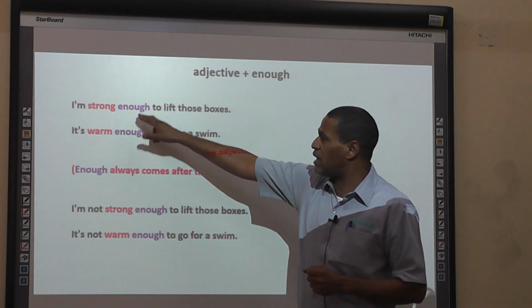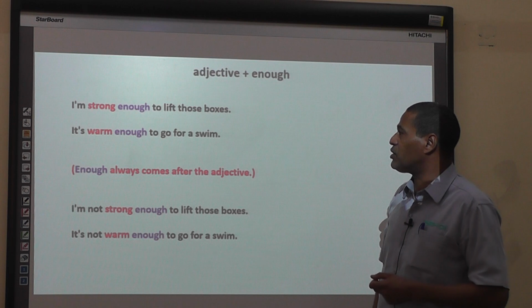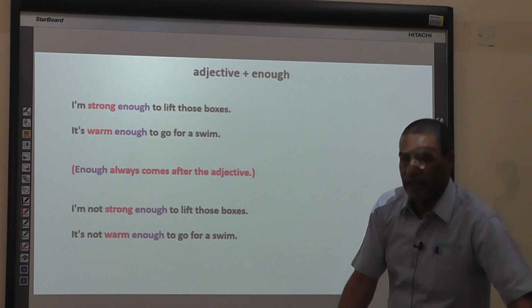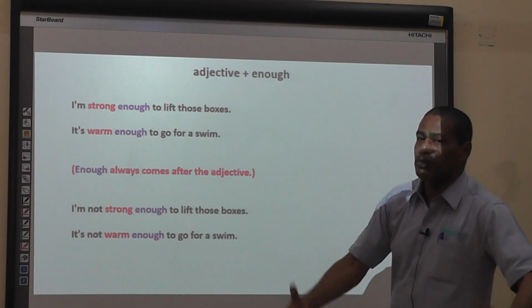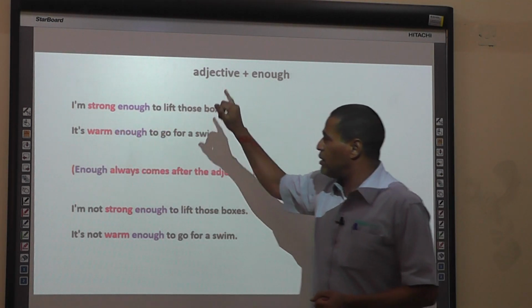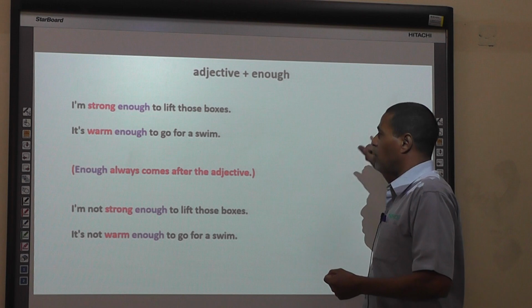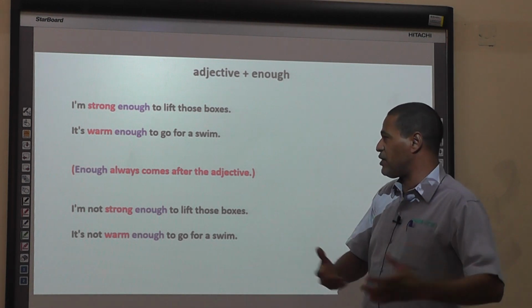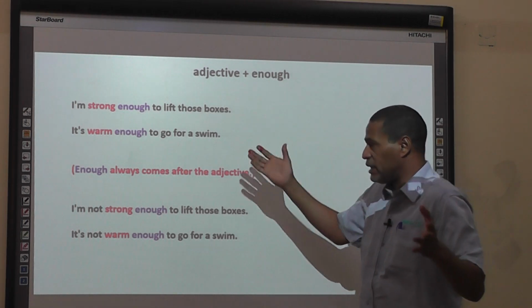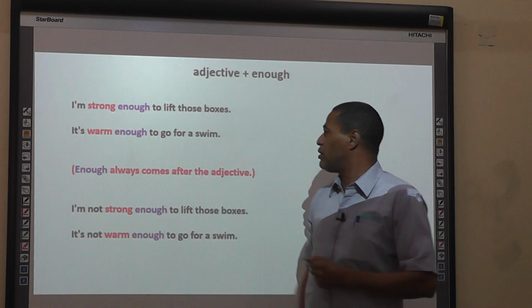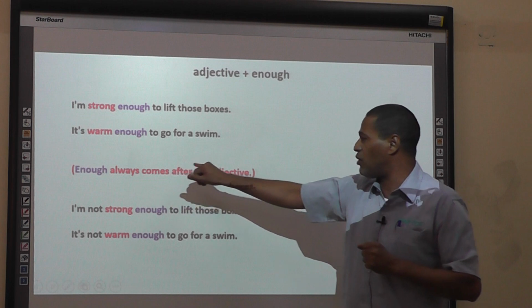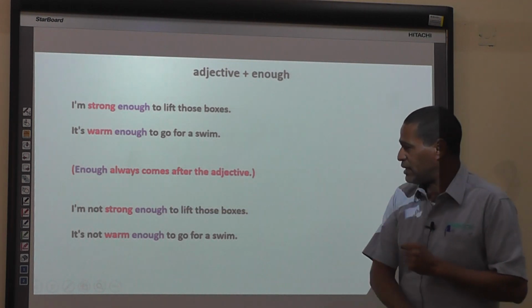So in this first example, I'm strong enough to lift those boxes. That means despite these boxes being very heavy, I'm strong enough to lift them. In the second one, it's warm enough to go for a swim. So the weather today is not so cold. It is warm, so it is just what we need to go for swimming. So as we said before, again, enough always comes after the adjective.